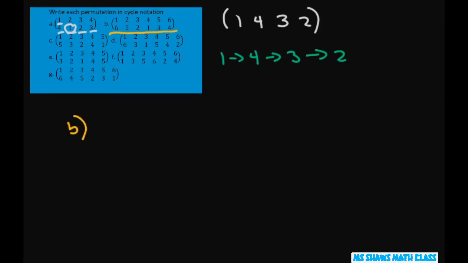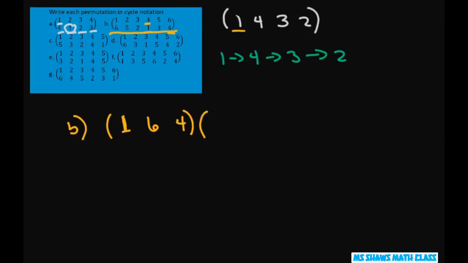All right, let's do this one, B. For B, you always start with 1. 1 maps to 6, 6 maps to 4, 4 maps back to 1. So we already have our 1 here, so close it up.